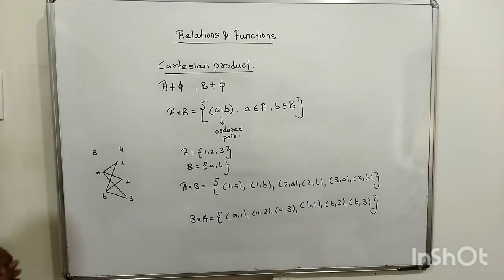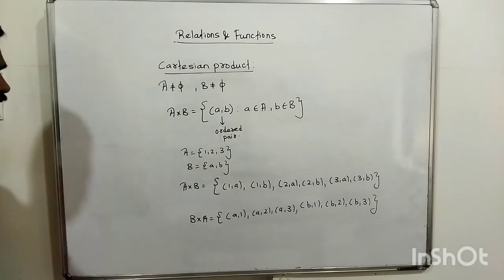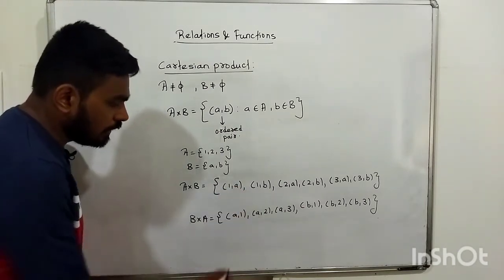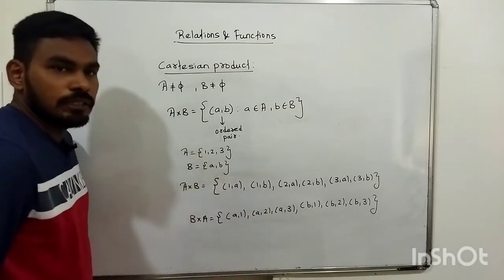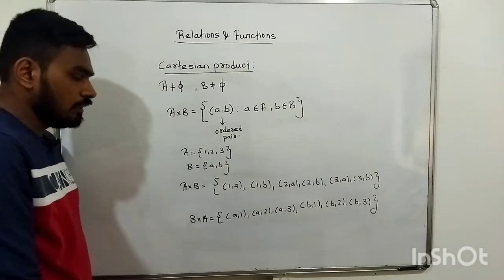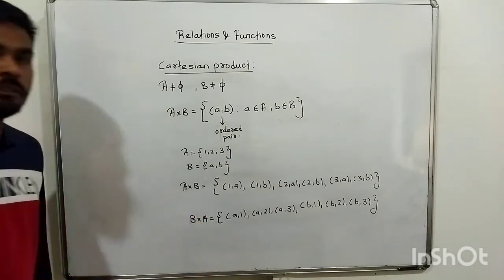So I drop this. And just remember, A cross B and B cross A are both different, okay. See, this ordered pair is like this, 1 comma A. This ordered pair is like this, A comma 1. And this ordered pair is not equal to this ordered pair. Remember, both are different, okay. So this is not equal to this. This is different, this is different. Remember, okay.